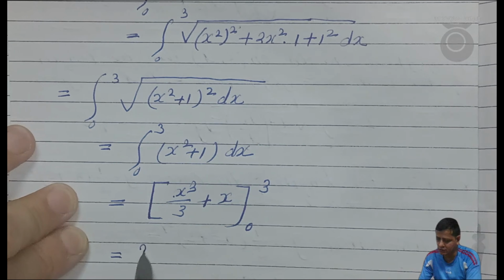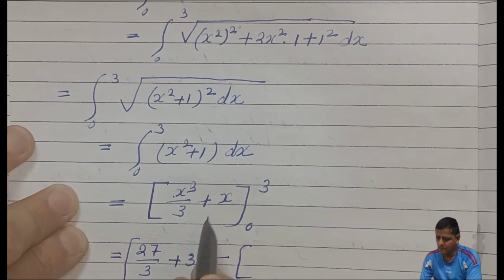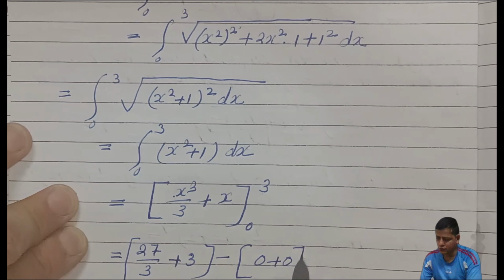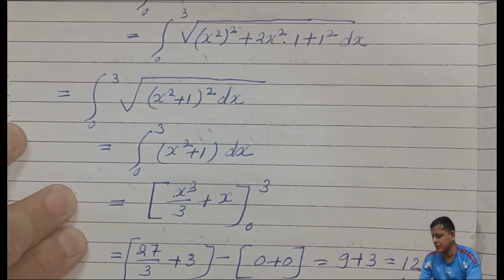Now let's put in the values 3 and 0 and substitute and see. If we put 3, it becomes 27 by 3 plus, since x means 3, 3. This is the one value we got. We subtract from this the value at 0. You put 0 here, the whole thing becomes 0 plus 0, which is 0. So you will get 9 plus 3, that is 12. So you got the value 12.